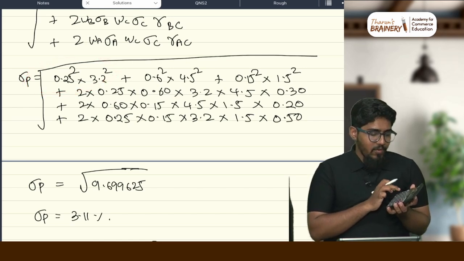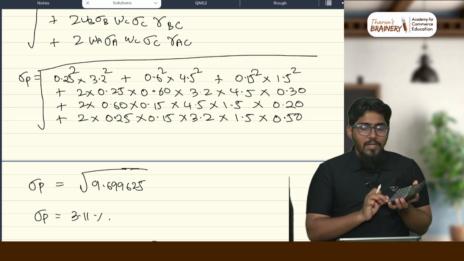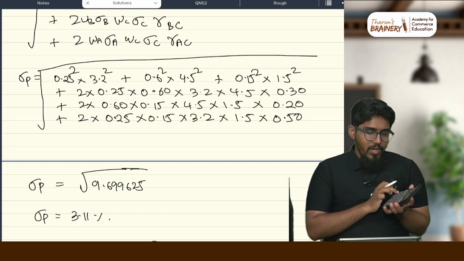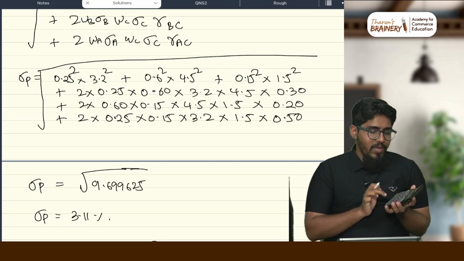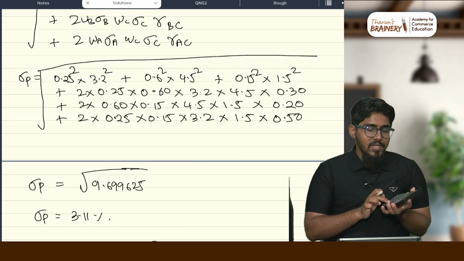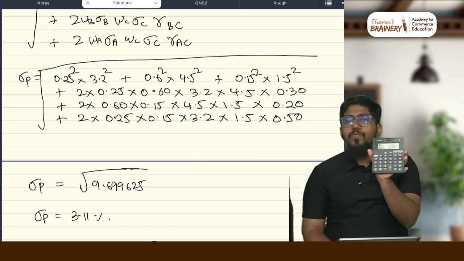0.6 into 0.6 into 4.5 into 4.5, second term, M plus. Now 0.15 into 0.15 into 1.5 into 1.5, third term. 2 into 0.25 into 0.6 into 3.2 into 4.5 into 0.3, M plus. 2 into 0.6 into 0.15 into 4.5 into 1.5 into 0.2, M plus. 2 into 0.25 into 0.15 into 3.2 into 1.5 into 0.5, M plus. Now if you do MRC, you will get 9.699625.